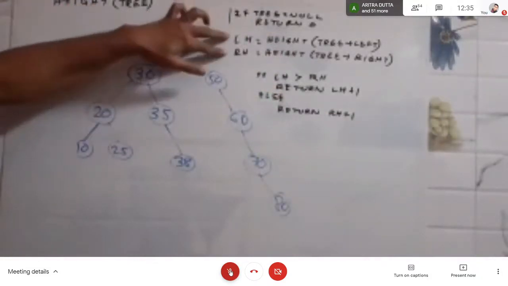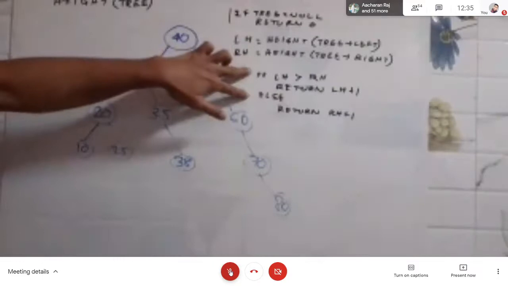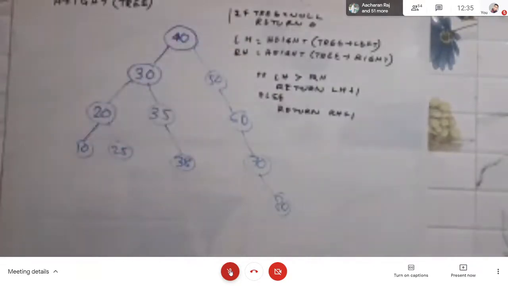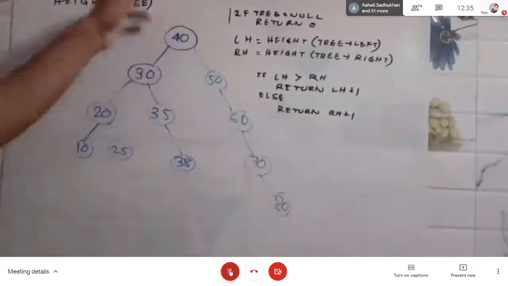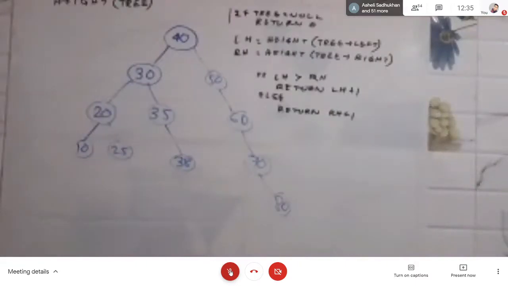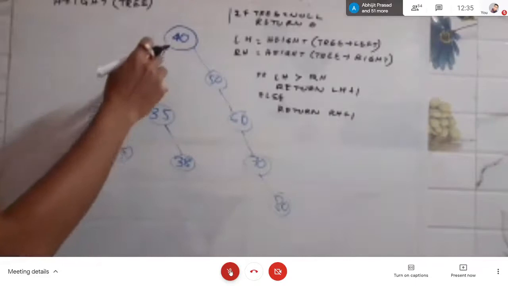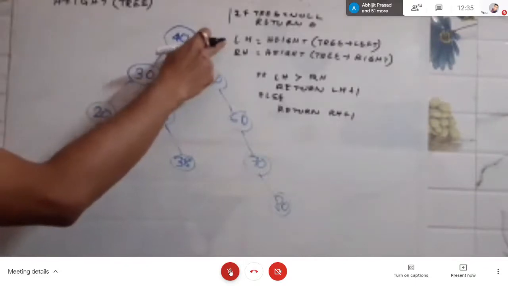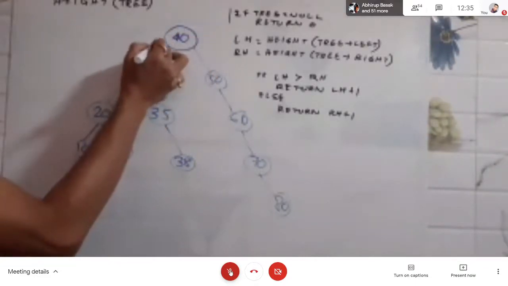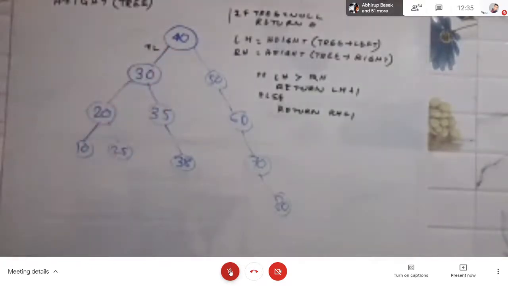Then these values are obtained in root and then it will be compared. So it is a lengthy process, as it is calling the same function. So this 40 is calling at this point, 40 is calling TL, its left tree. So tree left.